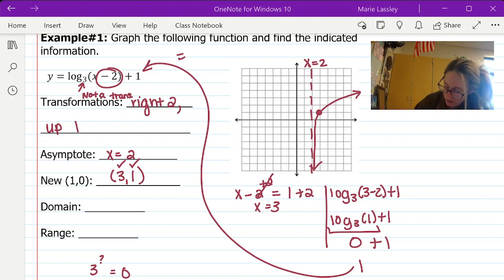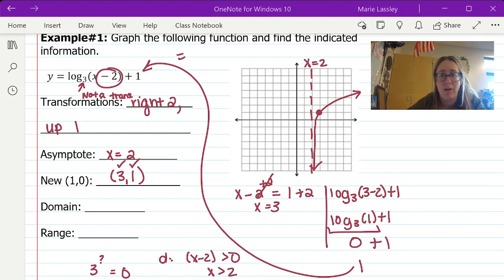So for our domain, we don't need the log part. We just need what's inside of it, which is x minus 2. This has to be greater than 0. And then we just solve. So x has to be greater than 2. Well, we already knew that. If you're looking at the graph, you can see your asymptote is at 2. Therefore, it can't cross the asymptote, so it has to be greater than 2.